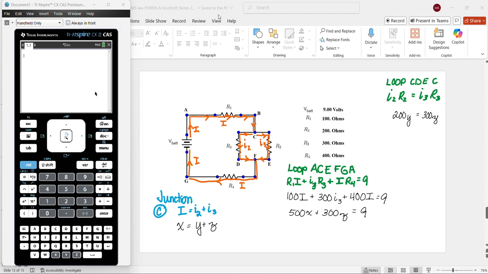How to use the systems of equations in your TI-nspire. We are going to be using this for Kirchhoff's rules, and I have our rules set up here as we would expect them to be.